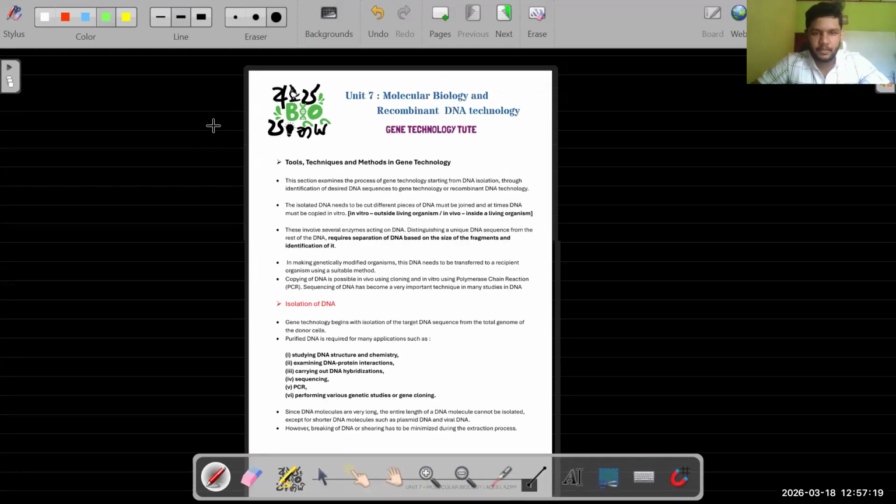Gene technology. Tools, techniques, and methods in gene technology. This section examines the process of gene technology, starting from DNA isolation through the identification of the desired DNA sequence, to recombinant DNA technology.